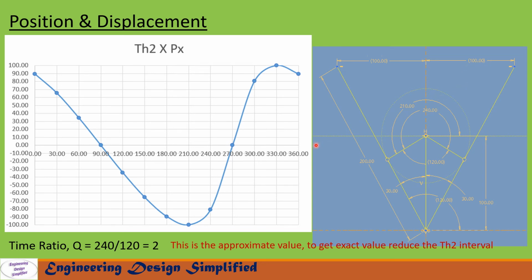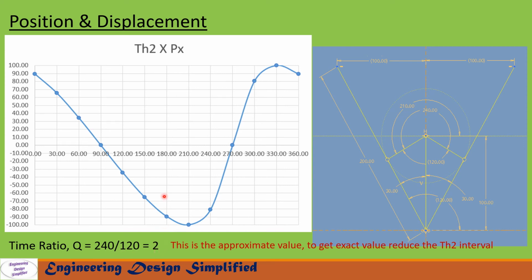So if you want to use this mechanism for a quick return mechanism, the time ratio can be written as this forward angle, that is when this point moves towards left from right extreme to left extreme, that angle is 240 degrees divided by 120 degrees, that is when this point moves from left towards right. So it is going to move very rapidly, that is approximately 120 degrees. So we get time ratio q equal to 240 by 120, that is 2. So this is the approximate value.